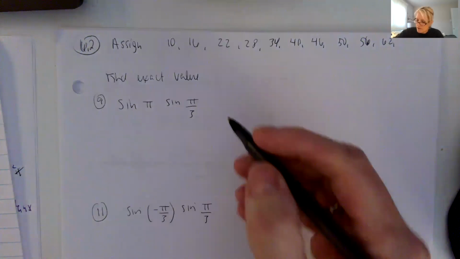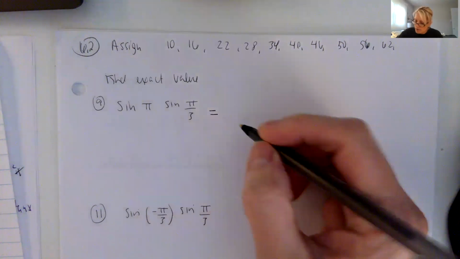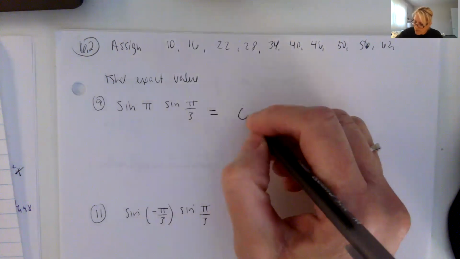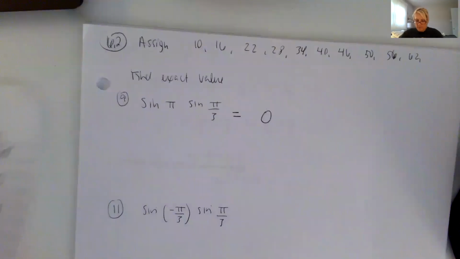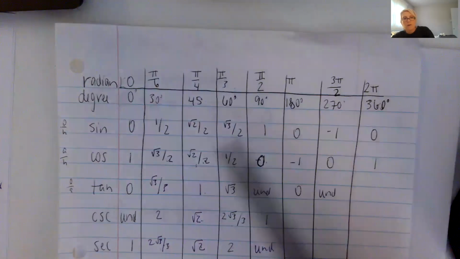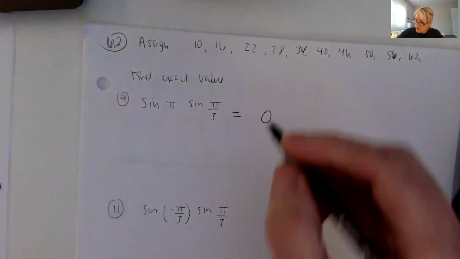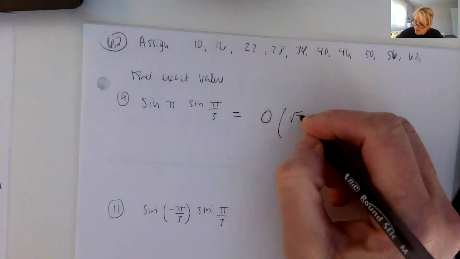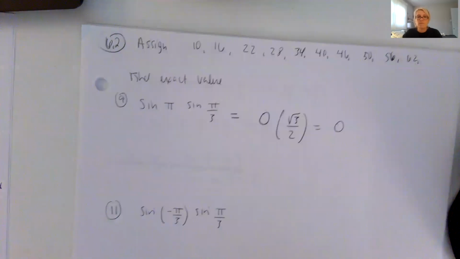So we're finding the exact value of the sine at pi. I'm sorry, it's 0. Sine at pi over 3. You can use your little sheet if you've been making that. Sine at pi is 0. Sine at pi over 3 is square root of 3 over 2. But that doesn't matter because 0 times anything is 0.